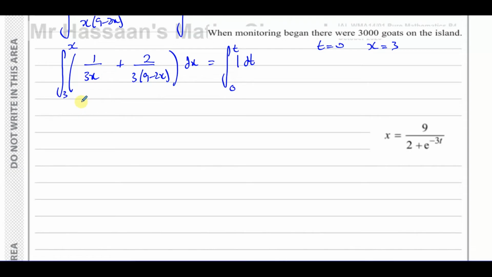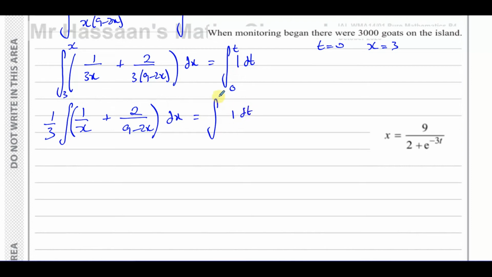Before I start integrating, I'm going to take out a third from this integral, just to make my integration easier. So I'll take out a third. So I'll have 1 over x plus 2 over 9 minus 2x. I noticed that there's a 1/3 there, which is also a factor of both of those. So I'm going to write that with respect to x equals the integral of 1 with respect to t.